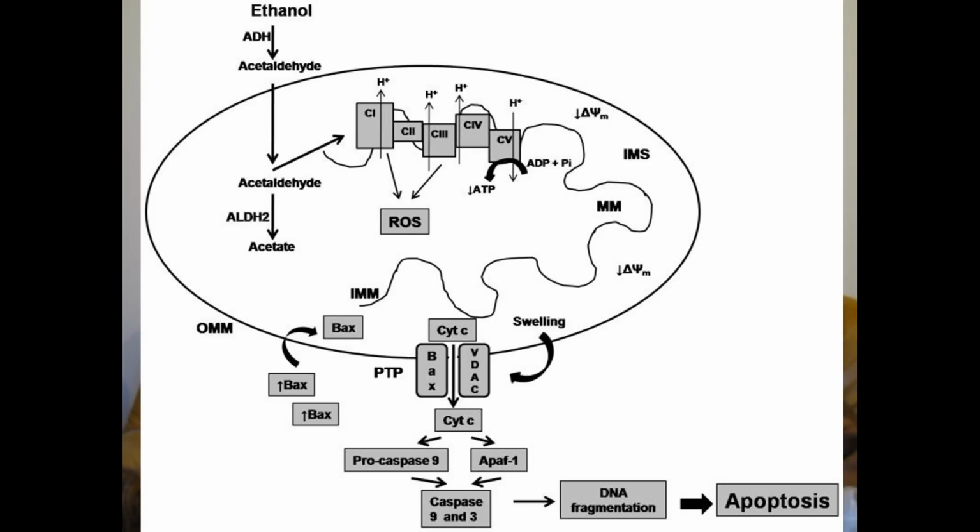Within the mitochondria, aldehyde dehydrogenase 2 metabolizes acetaldehyde to acetate. When this enzyme fails, acetaldehyde builds up and damages the electron transport complexes 1 to 4, causing a rise in production of reactive oxygen species, affecting the electron transport chain and oxidative phosphorylation, disturbing the ATP synthesis.